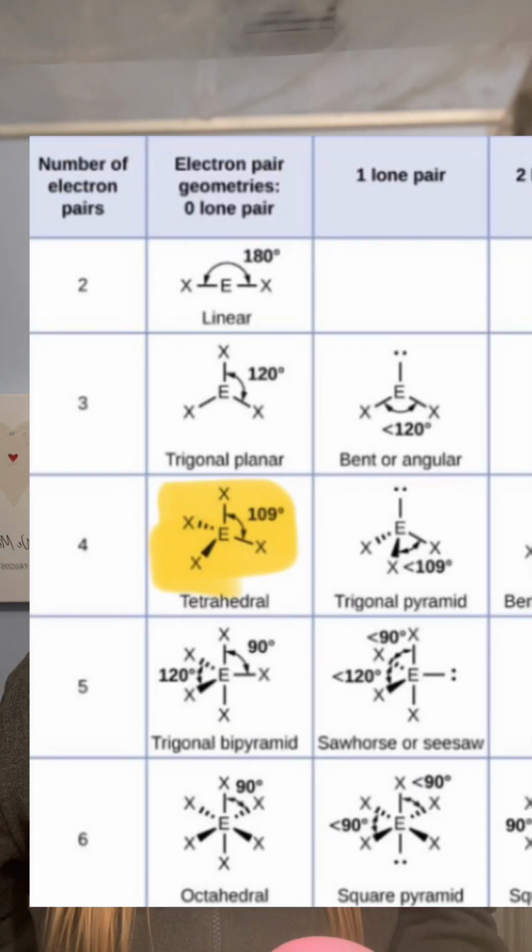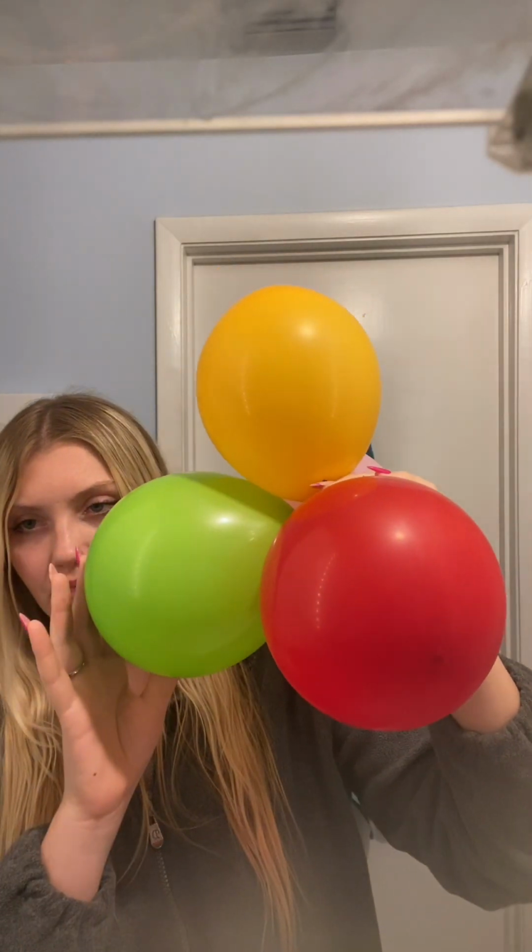Next, let's take a look at tetrahedral geometry, which occurs when there are four bonding areas and no lone pairs. An example is methane, or CH4. For this demonstration, we'll use four balloons. These balloons spread out to form a tetrahedral shape here with bond angles of 109.5 degrees. For this molecule, the electron domain geometry is tetrahedral, and the molecular geometry is tetrahedral because there are no lone pairs.